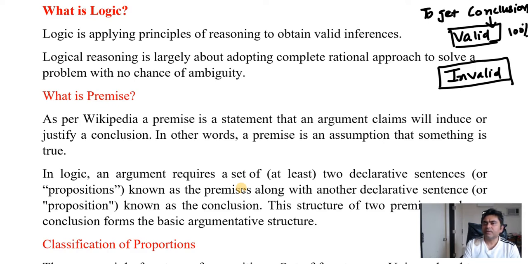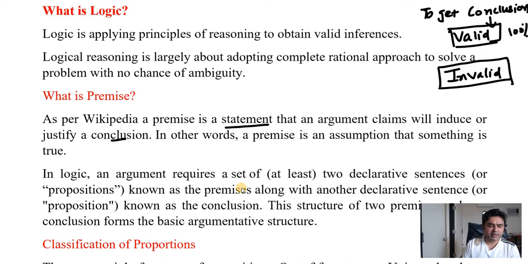Now what is a premise? As per Wikipedia, a premise is a statement that an argument claims will induce or justify a conclusion. In other words, a premise is an assumption that something is true. In logic, an argument requires a set of at least two declarative sentences.